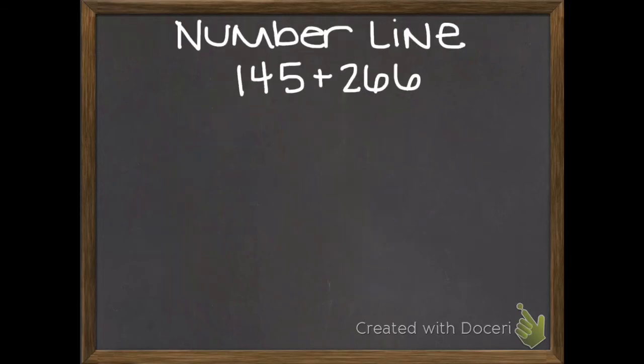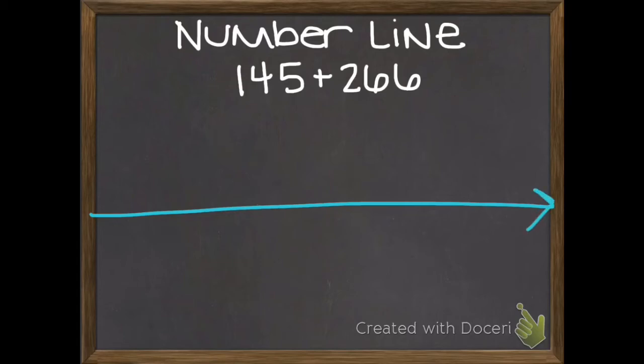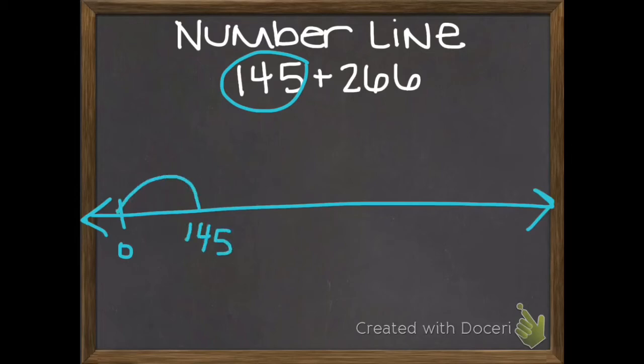Some people like to use a number line to show addition. In addition, we are going up the number line to a larger number. Let's start with 0. What I usually like to do is I take my first number and I jump to that on the number line. So I've taken care of the 145. Now it's time to take care of the 266.